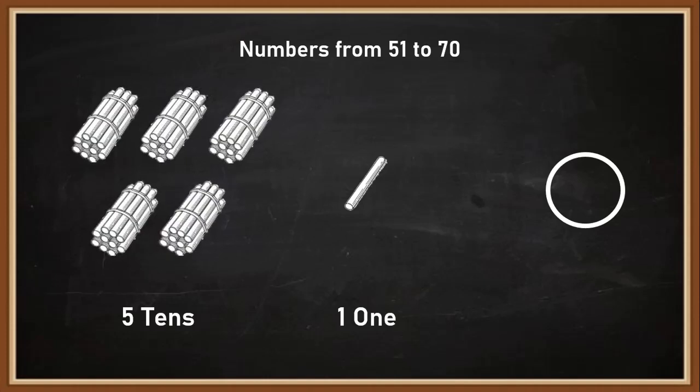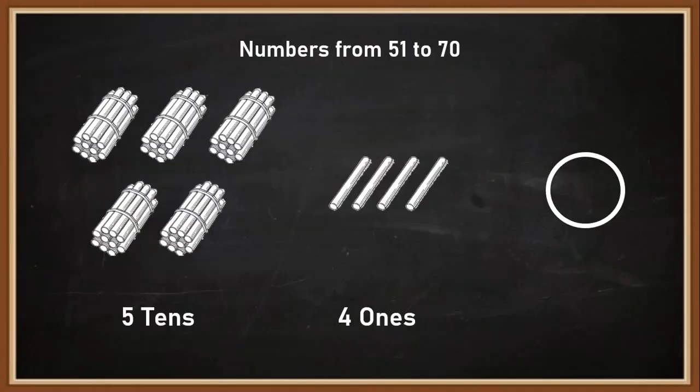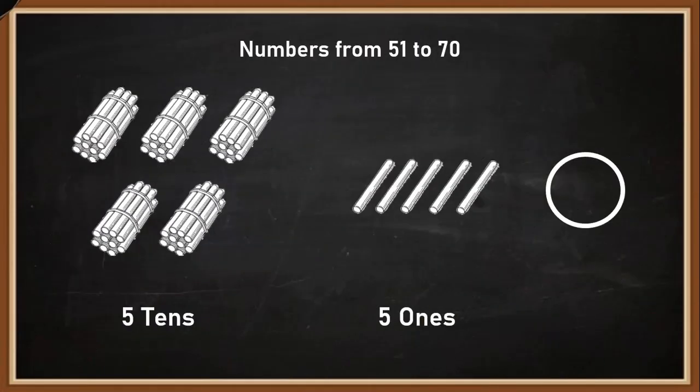5 tens and 1 one is 51. 5 tens and 2 ones is 52. 5 tens and 3 ones is 53. 5 tens and 4 ones is 54. 5 tens and 5 ones is 55.